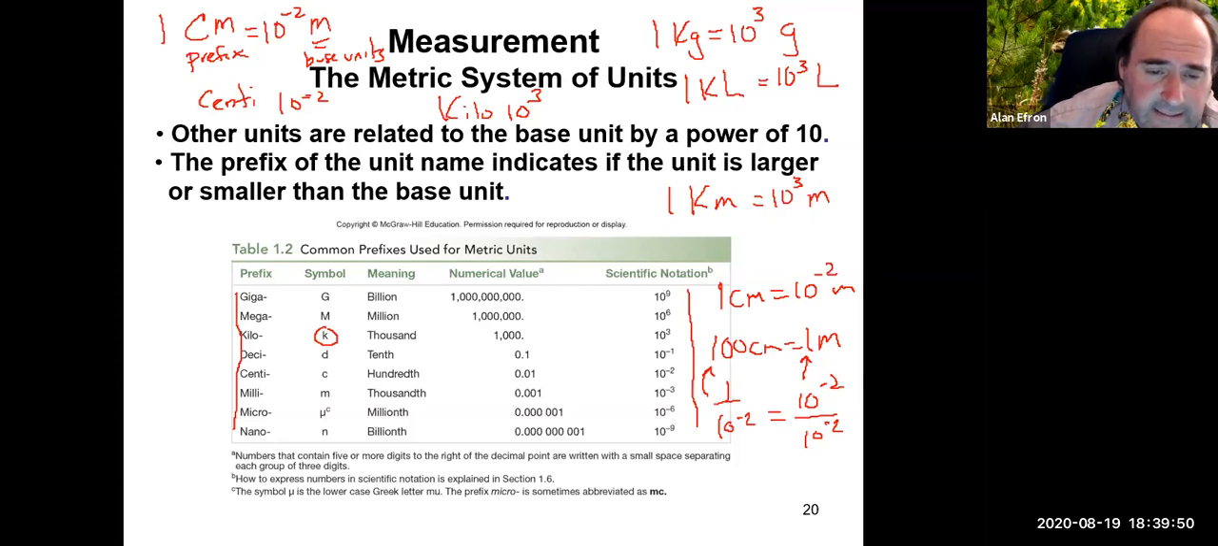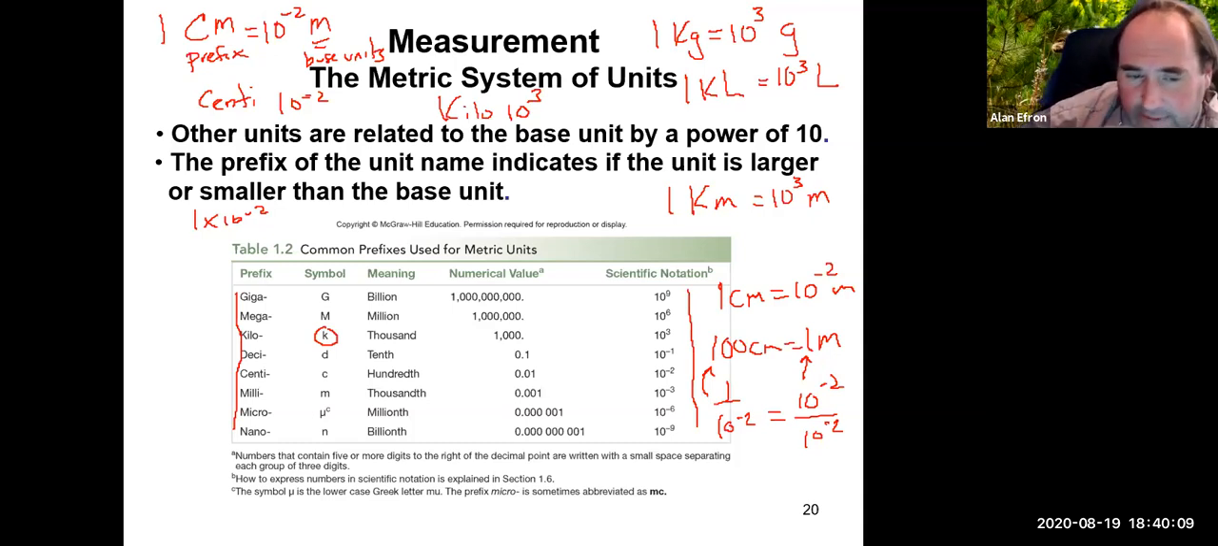By the way, that is in scientific notation. 1 times 10 to the minus 2 is essentially what that means. 1 times 10 to the 3 is what that means as well. We'll talk about scientific notation in just a second in terms of how to properly put those things in the calculator. Any questions on that there?